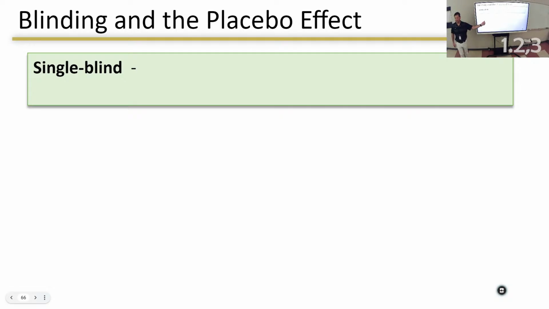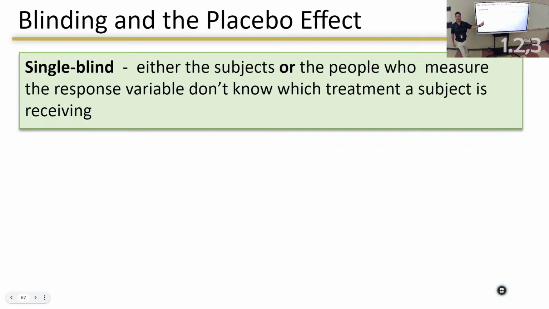Single blind. Alan was single blinded. He did not know which one he was taking. Either the subject or the people giving it did not know. So Alan was single blinded. He did not know until his hair started falling out which group he was in.